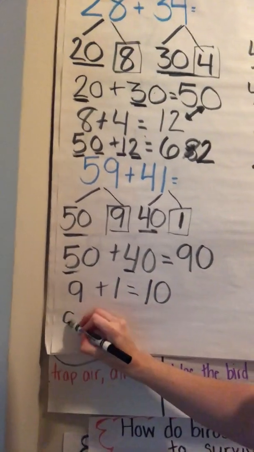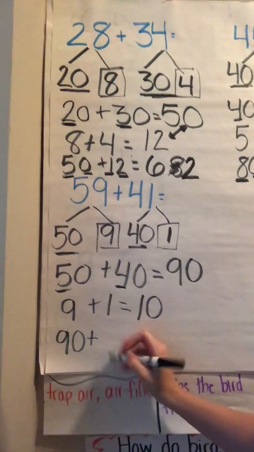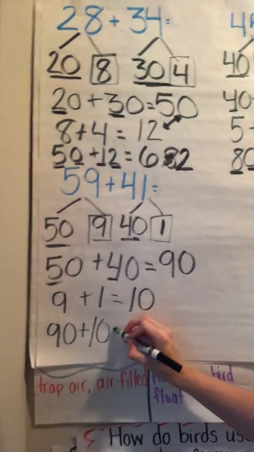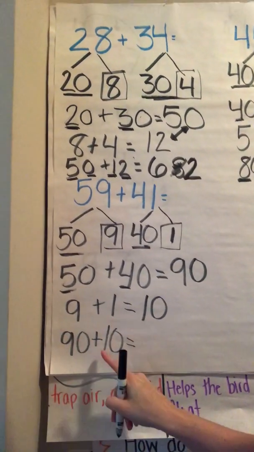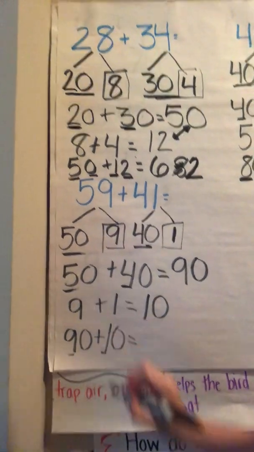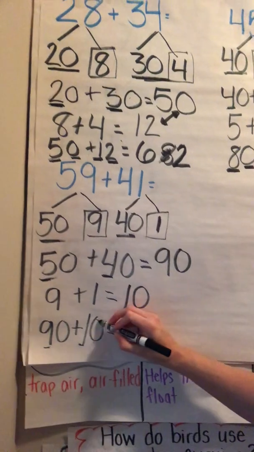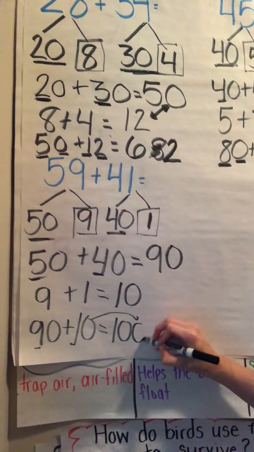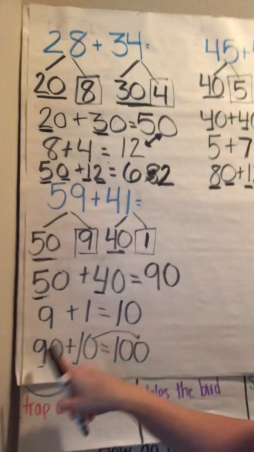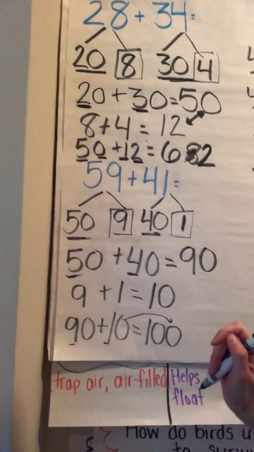So we have our 90 from when we did our tens plus our 10 equals, so 9 plus 1 is what? 10, and then we can't forget the extra 0 for our ones. So 90 plus 10 equals 100.